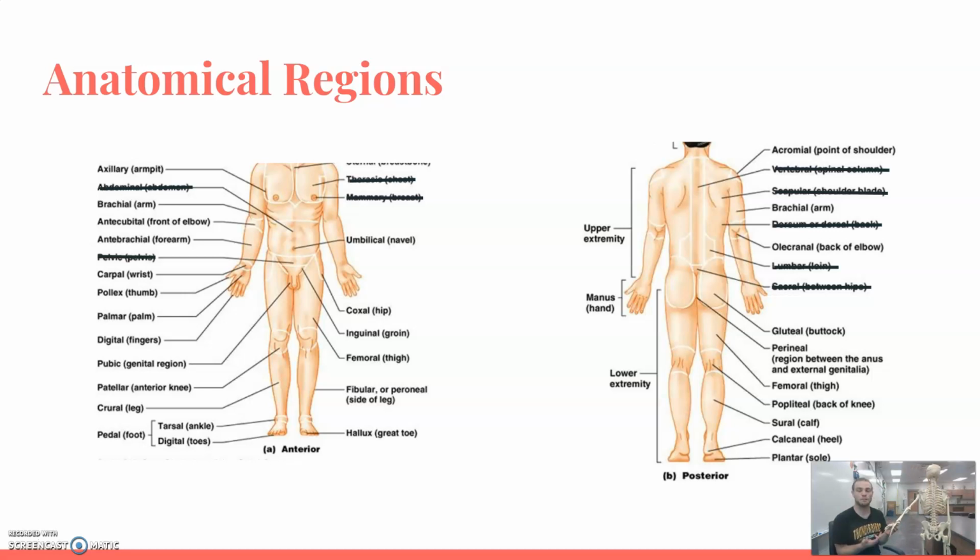That's where we get the word manual. Somebody that works with their hands a lot does a lot of manual labor. So that's why we call this the Manus region. And it can refer to the entire hand. We do have the Perineal Region. That is the area between the anus and the external genitalia. Kind of tough to tell on Bart here.